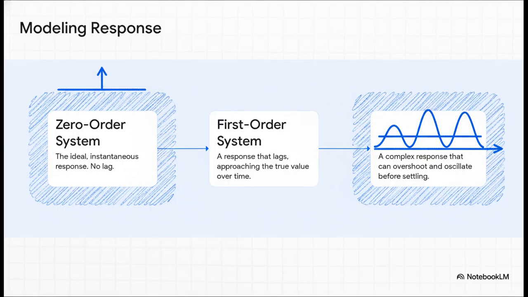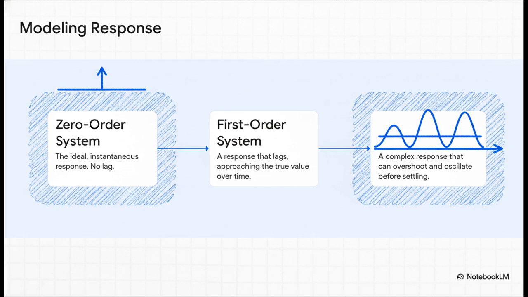To get a handle on this behavior, engineers think in terms of orders. A zero-order system? That's the impossible dream, like flipping a light switch and getting light instantly, no lag. A first-order system is more realistic. Think of a thermostat that takes a moment to catch up to the room's temperature. But a lot of physical sensors are second-order. They can overshoot the real value and then oscillate, kind of like a bouncy spring, before finally settling on the right answer.